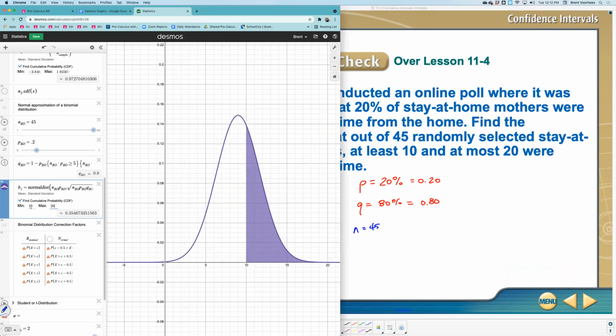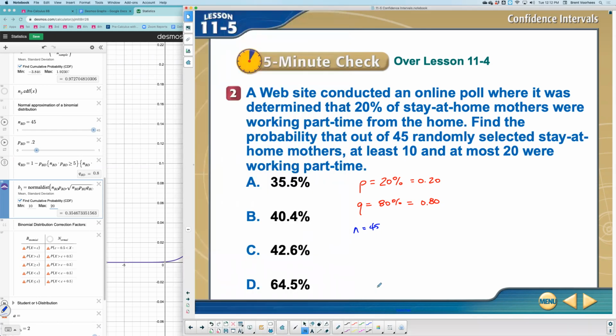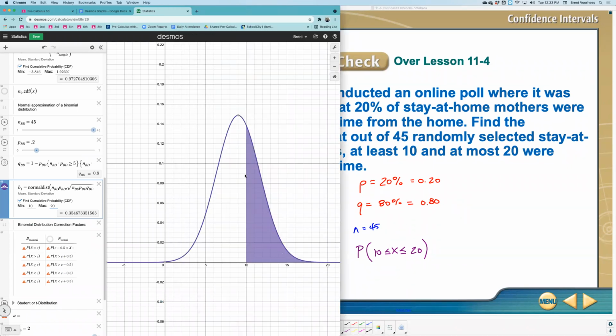But this is not exactly correct because there is this conversion that we need to go over. We're looking for the probability that we have at least 10 and at most 20. Now we have a correction factor that we need to come up with for this probability. I have it right here on the left, and just to remind you, for binomial we need to come up with some adjustment. Let me pause and explain this to you.